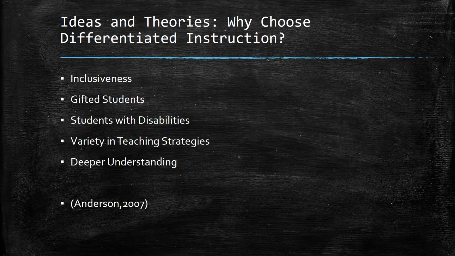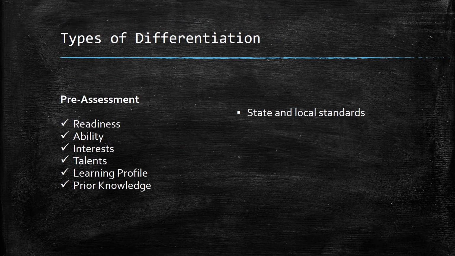Before you begin implementing differentiated instruction, it's important to do a pre-assessment of your students. In the pre-assessment, you should find out their readiness and ability, interest and talents, prior knowledge, and their learning profile, which Tomlinson described as a complete picture of their learning preferences, strengths, and challenges, and it's shaped by categories of learning style, intelligence, preference, culture, and gender. It's also necessary to consider state and local standards and benchmarks.